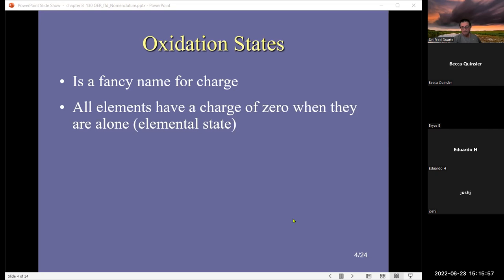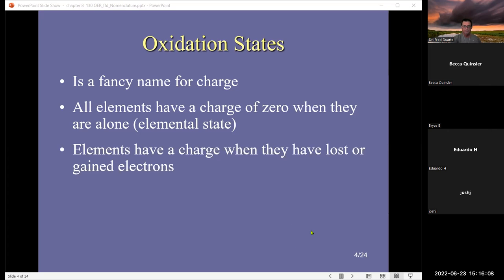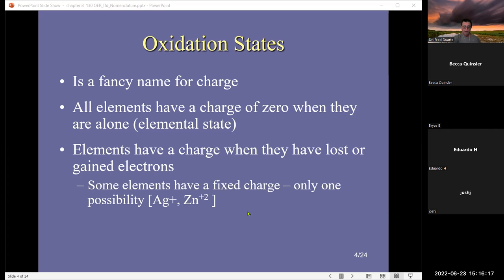All right, it's basically what you're saying here. Okay, all elements, as I stated, have a charge or oxidation state of 0. Okay, and why is that? Because we have an equal amount of protons and an equal amount of electrons. The net is 0. Okay, and so the elements that have either lost or gained electrons now are ions. Okay, and some of these ions have fixed charges. Now, if you recall, I did introduce this in this periodic table here.